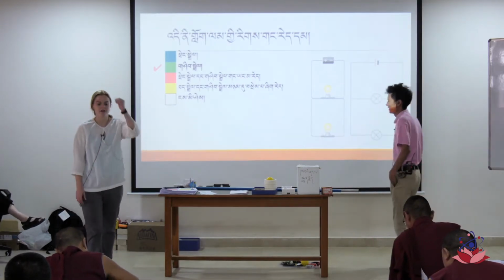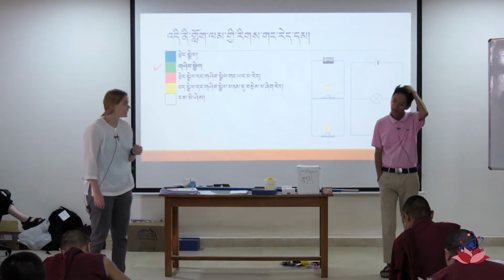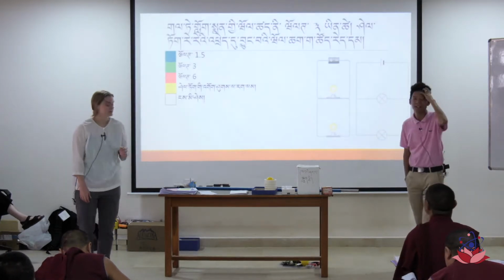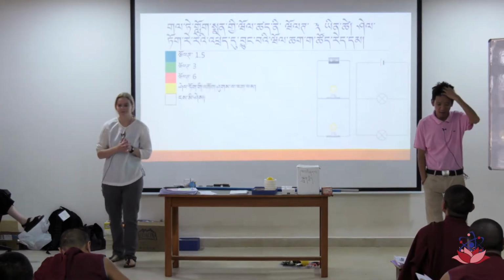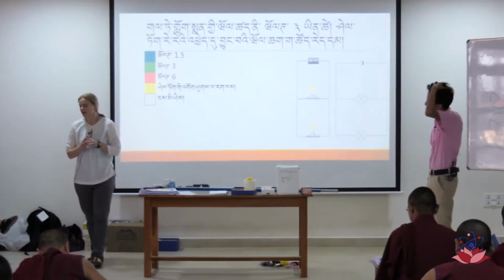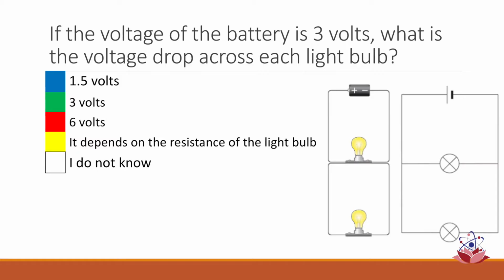Okay, so now we get into a slightly more technical question. If the voltage of the battery is 3 volts, then what is the voltage drop across each light bulb?